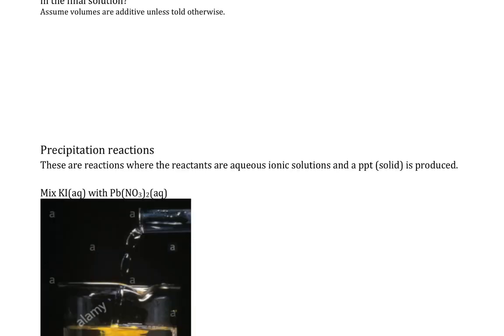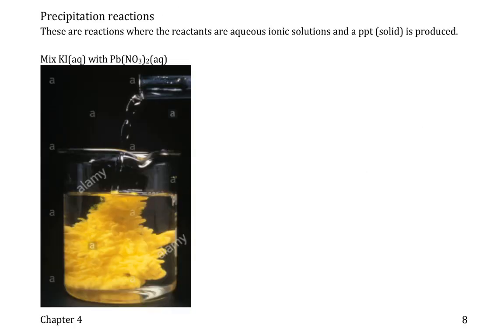Our next section is precipitation reactions. These are reactions where the reactants are aqueous ionic solutions. That means see-through ionic solutions. And a precipitate, a solid, is produced. Okay, so in our picture there, KI aqueous is being mixed with PbNO3 aqueous.